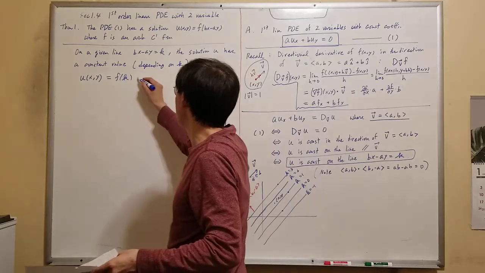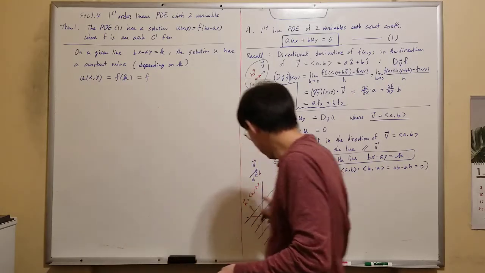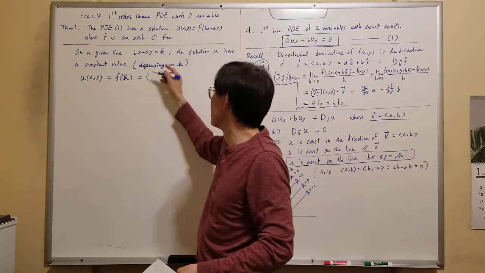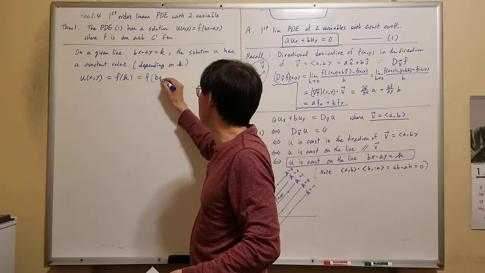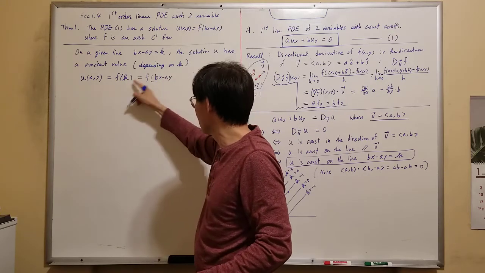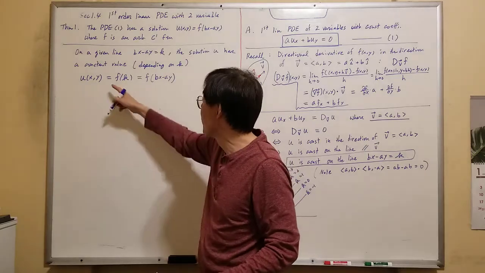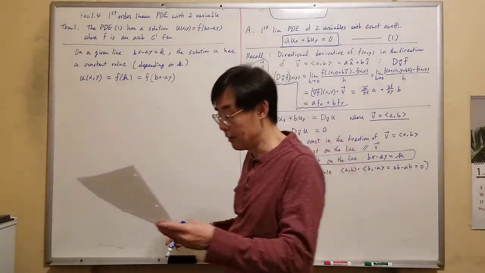Now, what is that k value? For a given xy, bx minus ay will give you that corresponding k value. So, that's how you get this, alright?